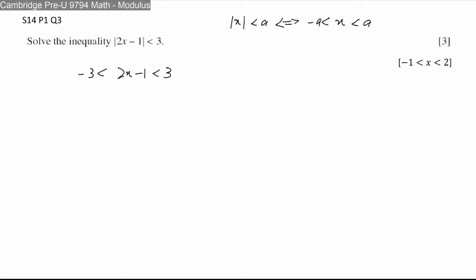Now we just have to manipulate this expression, and we want the value for x only. Add 1 to all the terms, so we have negative 2, 2x, and 4. Divide by 2 for all the terms, we have negative 1, x, 2. So in this case, x is in between negative 1 and 2. This will be the solution for the second question here.